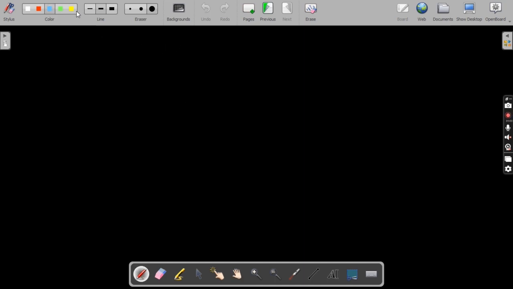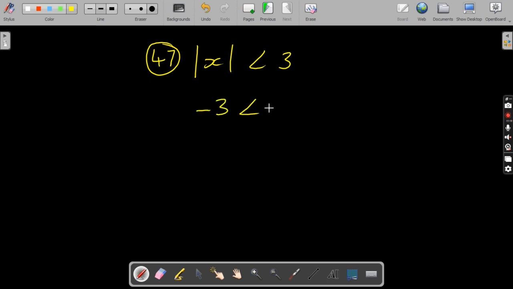So this is our question. We are asked to solve this: the absolute value of x less than 3. And using the rules in the textbook, you should know that this translates to -3 < x < 3. And that is your final answer.